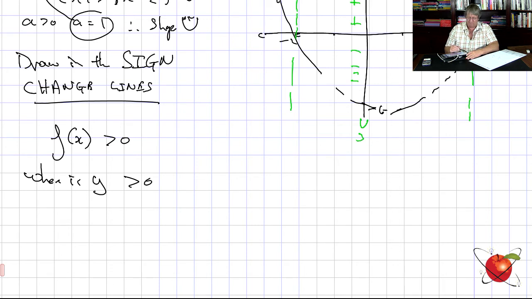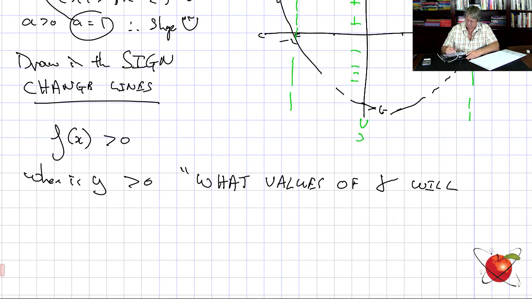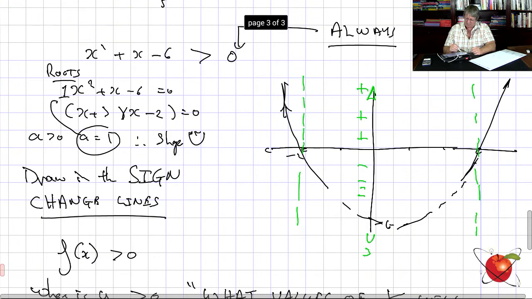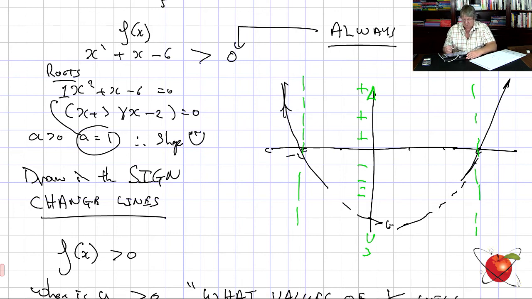y bigger than 0? Let's expand it. The actual question is, what values of x will give me a positive y? That's what I'm asking. Let's just look at it again. F of x, okay, greater than 0. Hang on. Here's my f of x over there. Where's that greater than 0? Well, it's what x's must I put in to get a positive y?